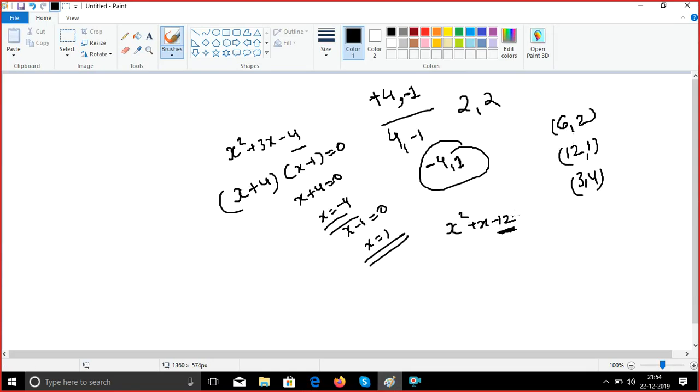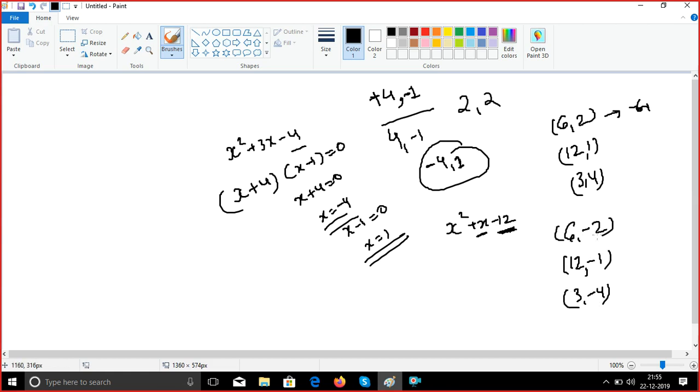Now the thing is, the product is negative. That means one number should be positive and one should be negative. If both are positive, the product will be positive. If both are negative, the product will be positive. So one should be positive and one negative. Also, the sum is positive. That means the larger number should be positive and the smaller number should be negative. So my pairs are 6 and minus 2, 12 and minus 1, and 4 and minus 3. Is this clear? Yes.